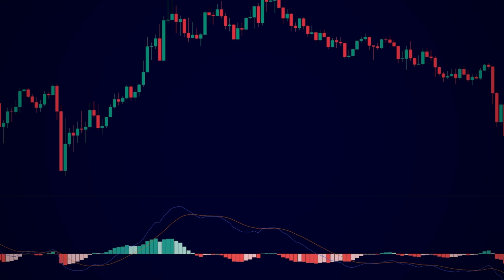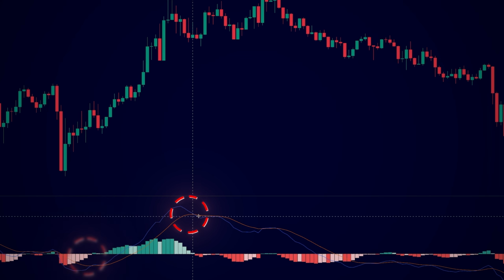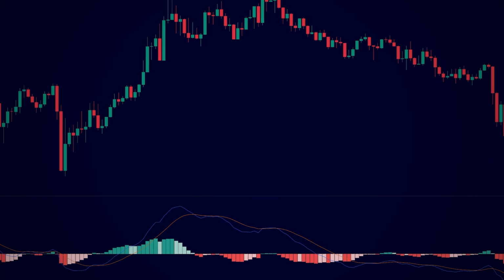The classic rule for using it is simple. When the MACD line crosses the signal line from below, it's a buy signal. From above, it's a sell signal. But as you probably guessed, we're going to take it a step further.